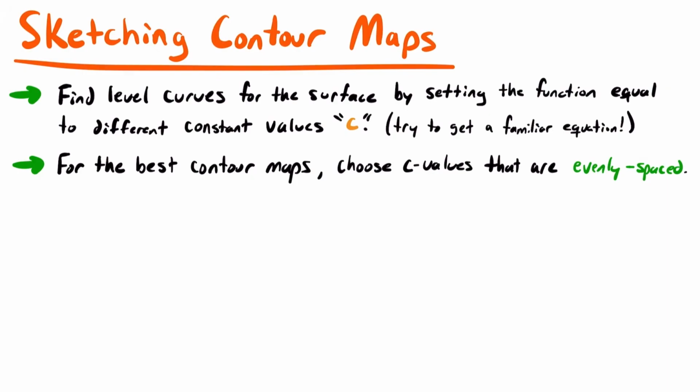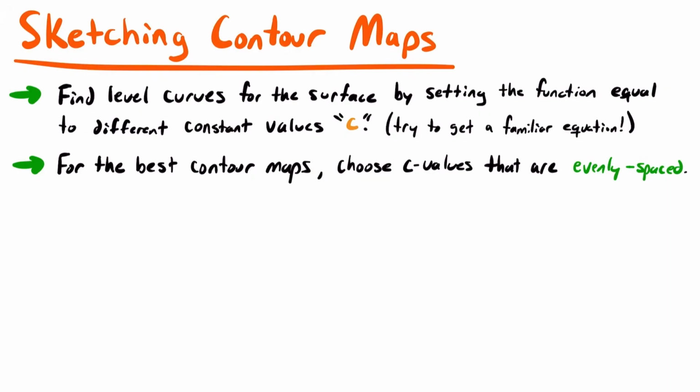Just make sure that they make sense, and also take this into account. The best contour maps, or the maps that are going to best represent your surface, are made by level curves where the c values that were chosen are evenly spaced, okay? And what I mean by that is that, let's say you choose c equals 1 and then c equals 2, just go on to c equals 3 as well. Don't go 1 to 10 or 1 to 20. Try to keep your constant values evenly spaced.